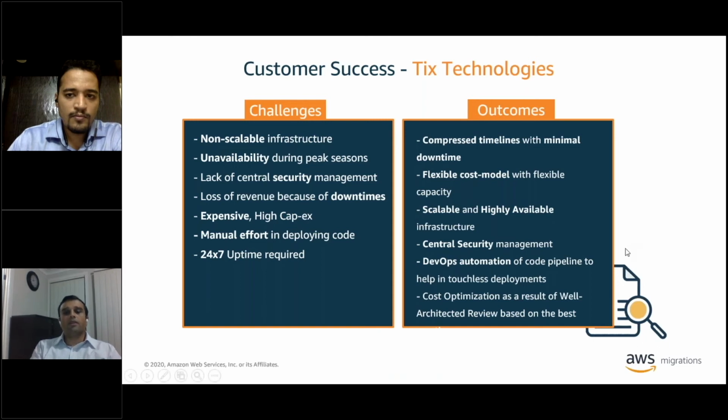They also helped us with cost optimization. They helped us review our architecture, and they are supporting our system 24/7 from a best practices standpoint.